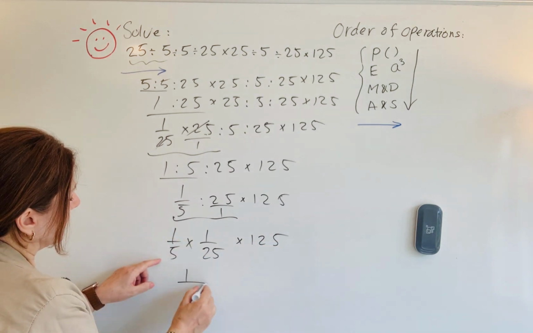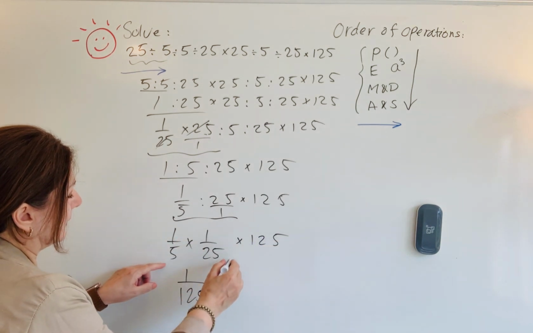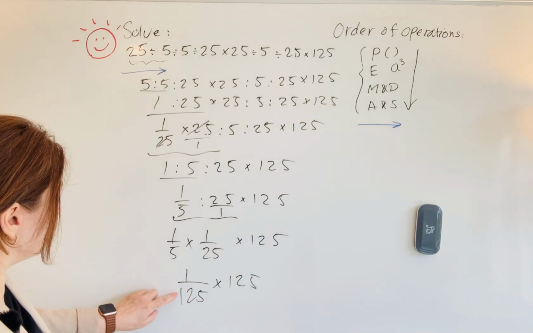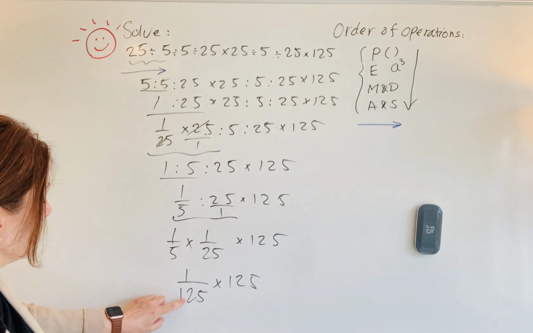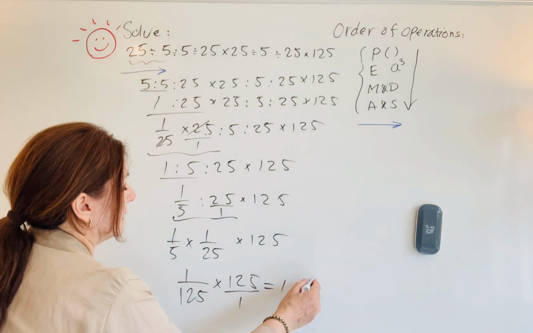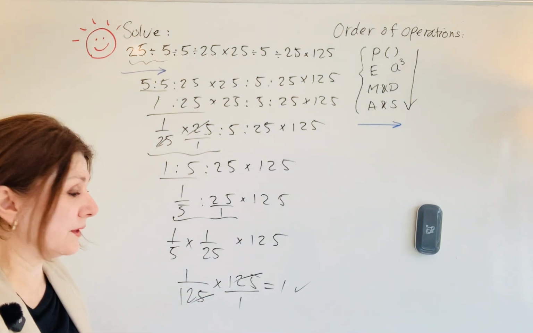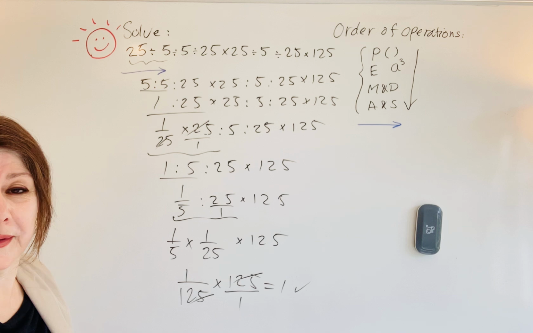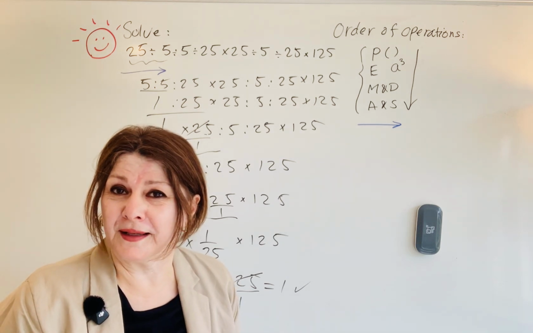1 times 1? 125. Right? 1 over 125 times 125. The answer is 1 because this cancels and the answer gets 1. It was very sweet, I think, and easy.